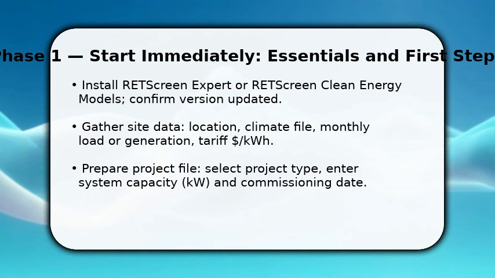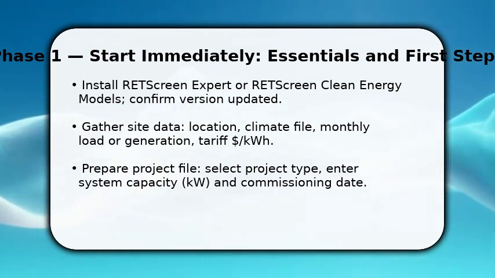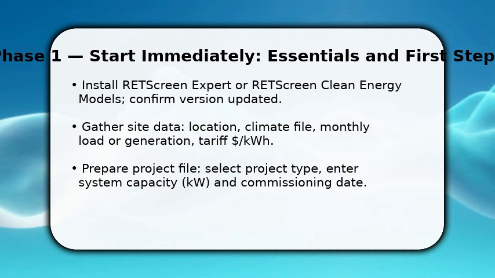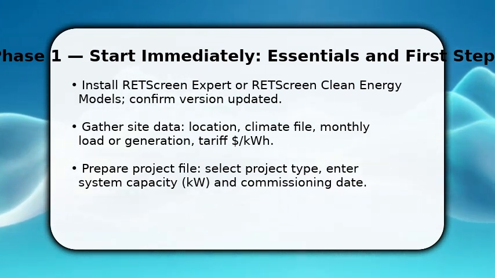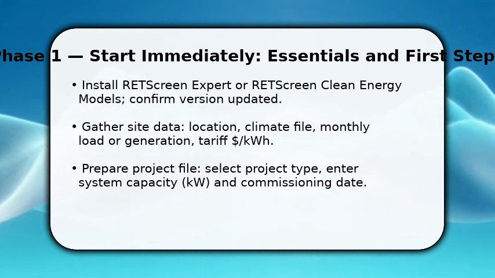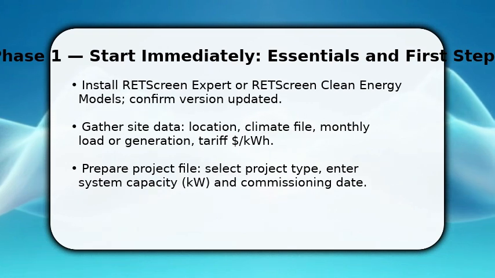Once done, enter location to auto-download climate, then add system capacity in kW and commissioning date. This seeds performance defaults. Make sure to save the project file immediately so you don't lose the baseline configuration and can proceed to data inputs.